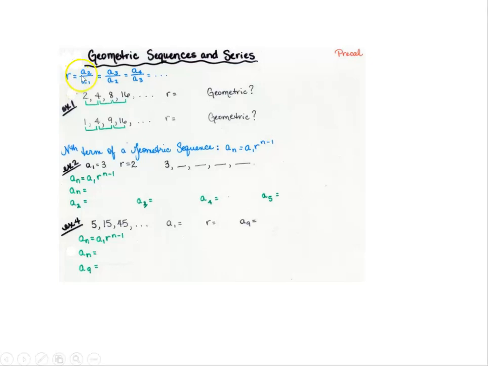The way we find that is we take the second term and divide it by the first, the third term and divide it by the second, the fourth term and divide it by the third. So when we do that, if we get the same answer every single time, that is our ratio, and that means that it will be geometric.